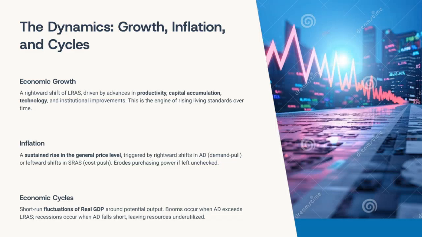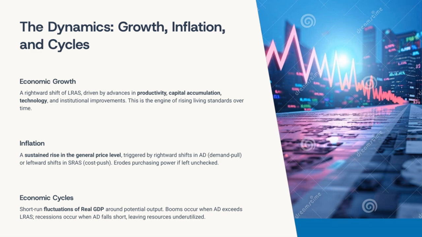Let's take a closer look at the short-run fluctuations of real GDP around the potential output. When aggregate demand, or AD, exceeds the long-run aggregate supply, LRAS, we see economic booms. During these times, resources are fully utilized and the economy is growing rapidly. Conversely, when AD falls short of LRAS, we experience recessions, which lead to underutilized resources and slower growth. These are the typical ups and downs in the business cycle that happen in the short run.